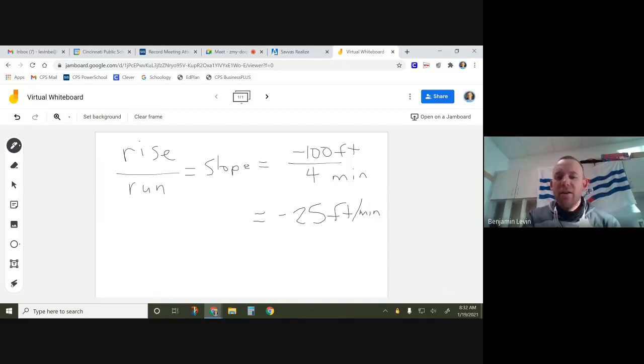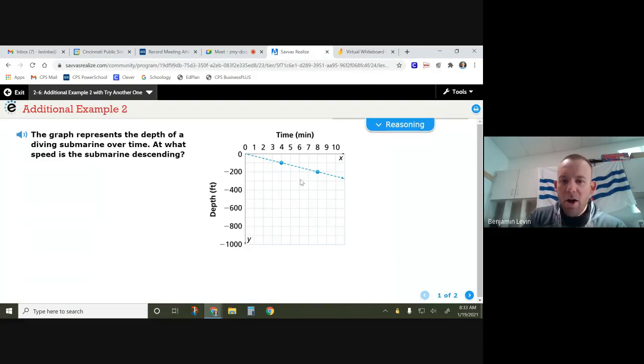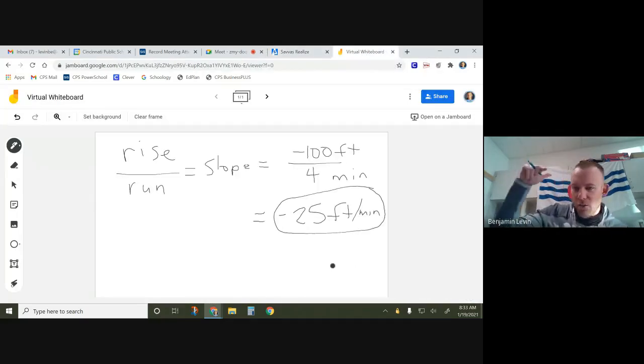So that is not only the slope of our line, but that is also representative of the unit rate of the submarine. I know we talked about this last week, but I'm just reviewing to make sure we remember. The slope of the line also represents the unit rate, right? So we've graphed the position of the submarine over time, and that also tells us how fast the submarine is diving or descending, right? And obviously it's going down, so it makes sense that our answer would be negative.